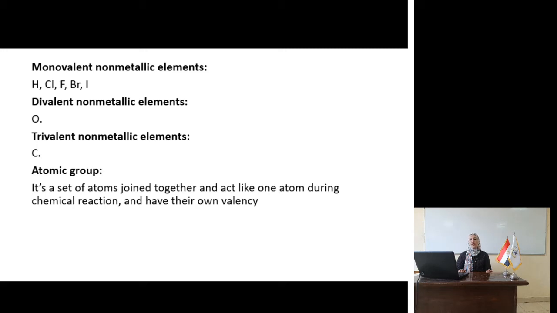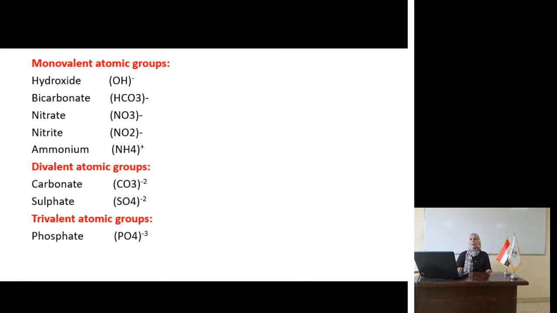Atomic groups are sets of atoms joined together that act like one atom during a chemical reaction and have their own valency. Slide 5. Examples of atomic groups. First, monovalent atomic groups: hydroxide, bicarbonate, nitrate, nitrite, ammonium. Divalent atomic groups: carbonate, sulfate. Trivalent: phosphate.